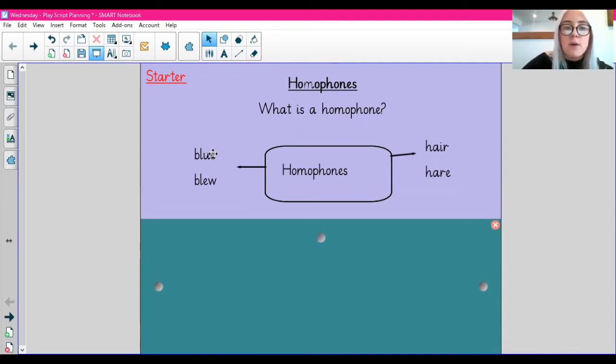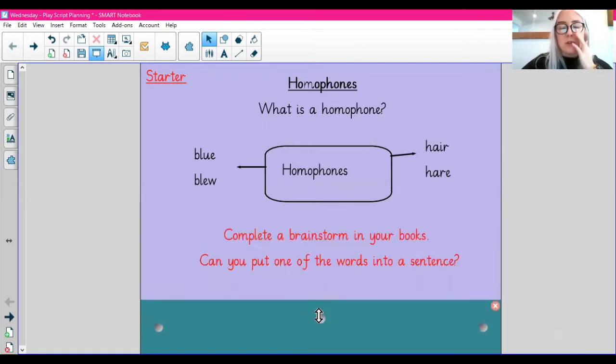For example, we've got blue as in the colour blue and blew as in the wind blew. Or we could have hair as in somebody's hair on their head, or hare as in the animal. So I would like you to complete a quick brainstorm in your book or on your piece of paper of all the homophones you can think of. And as an extension, I wonder if you can put one of these words into a sentence.